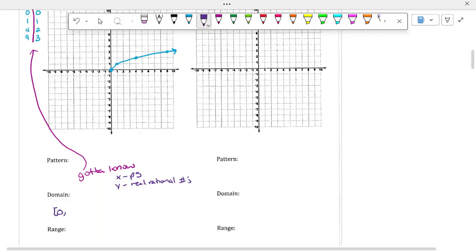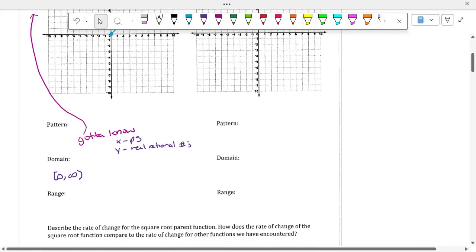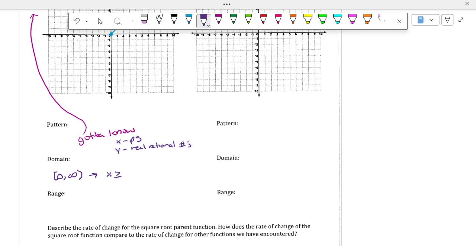What's the highest X value? So the rightmost X value. Infinity. It goes on forever. Granted, very slowly, but it'll still go on forever. So the domain is from 0 to infinity. You can also write that as x is greater than or equal to 0. So as long as you understand either the interval notation or the inequality notation, it's fine.